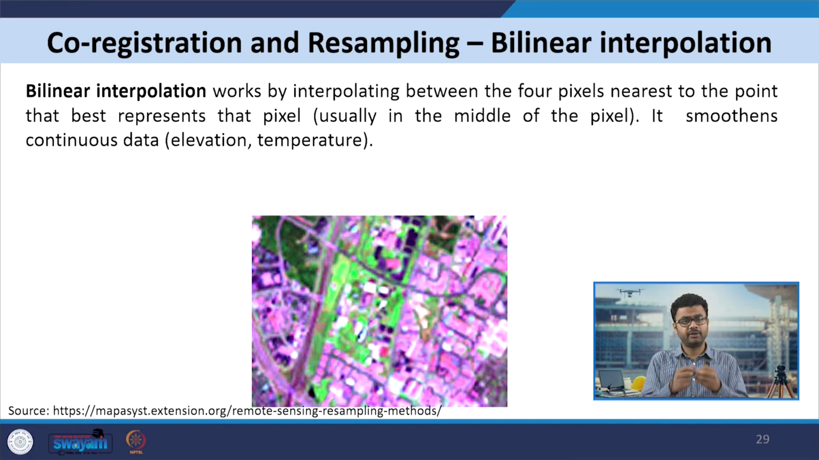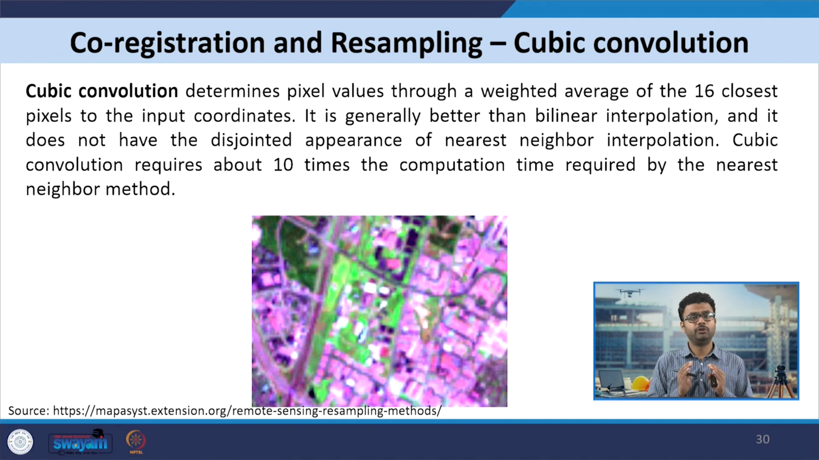But whenever we have continuous data like elevation or temperature or rainfall, then bilinear interpolation or cubic convolution interpolation are used. So, bilinear interpolation works by interpolating between the 4 pixels nearest to the point that best represents the pixel. So, usually it is in the middle of the pixel. And cubic convolution determines the pixel value through a weighted average of 16 closest pixels to the input coordinates. It is generally better than bilinear interpolation and it does not have the disjointed appearance of nearest neighbor interpolation.